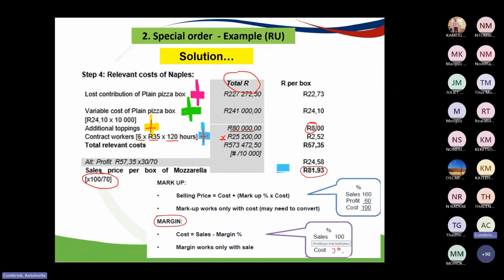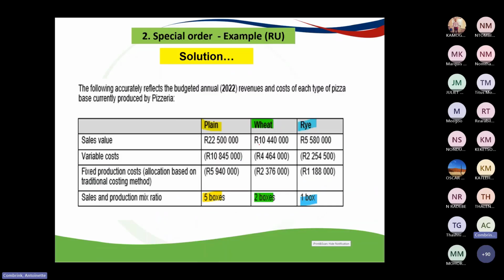The next, okay, so now we've done the easy parts. And the second part that we'll now do is we'll calculate the variable cost of plain, and then we'll do the lost contribution, as those are the more difficult parts of the question. Okay. So this is the information that we've got here for plain, wheat, and rye. Because we're a bit constrained for time, I'm going to show you just how to calculate one of the products, because I know that you can calculate the rest yourself.